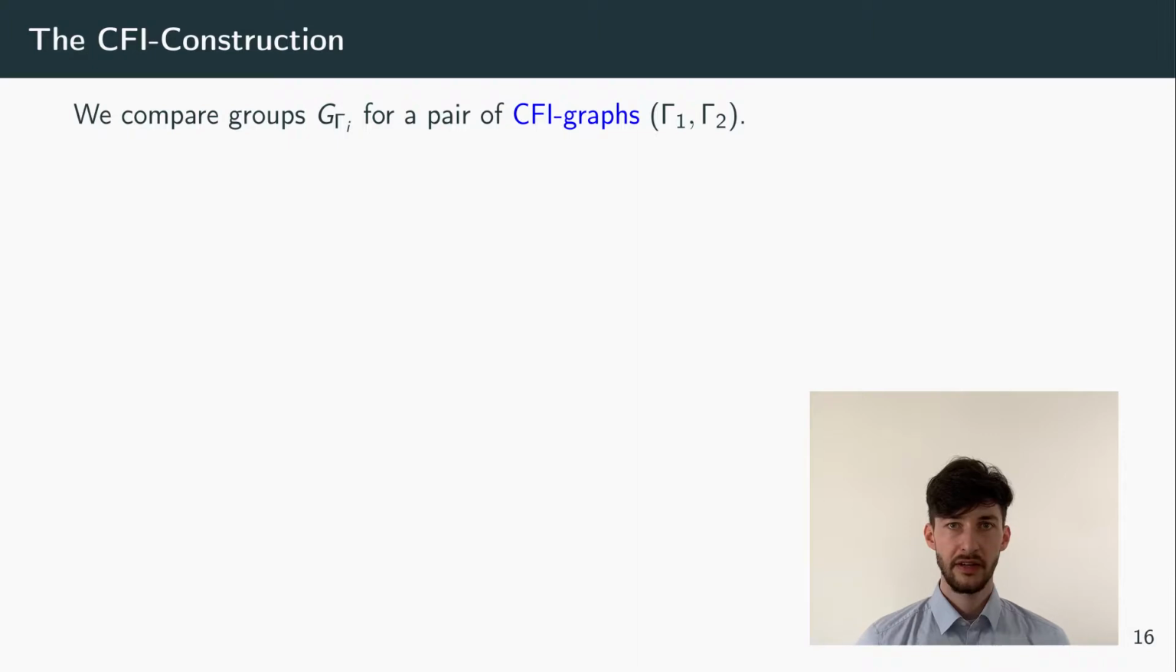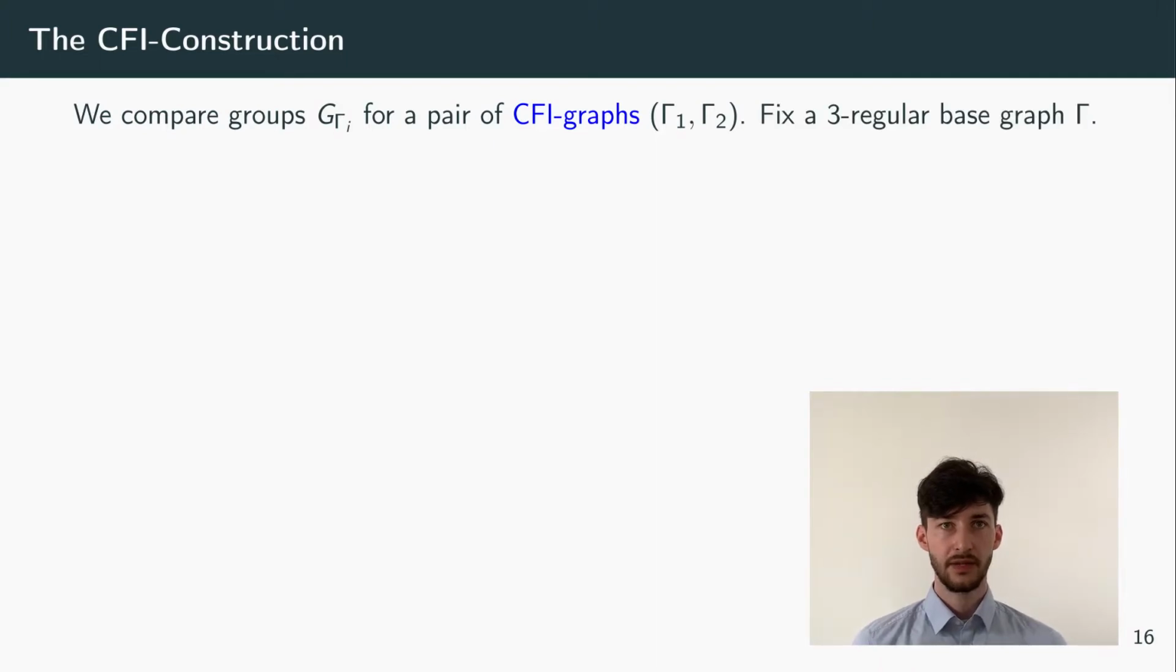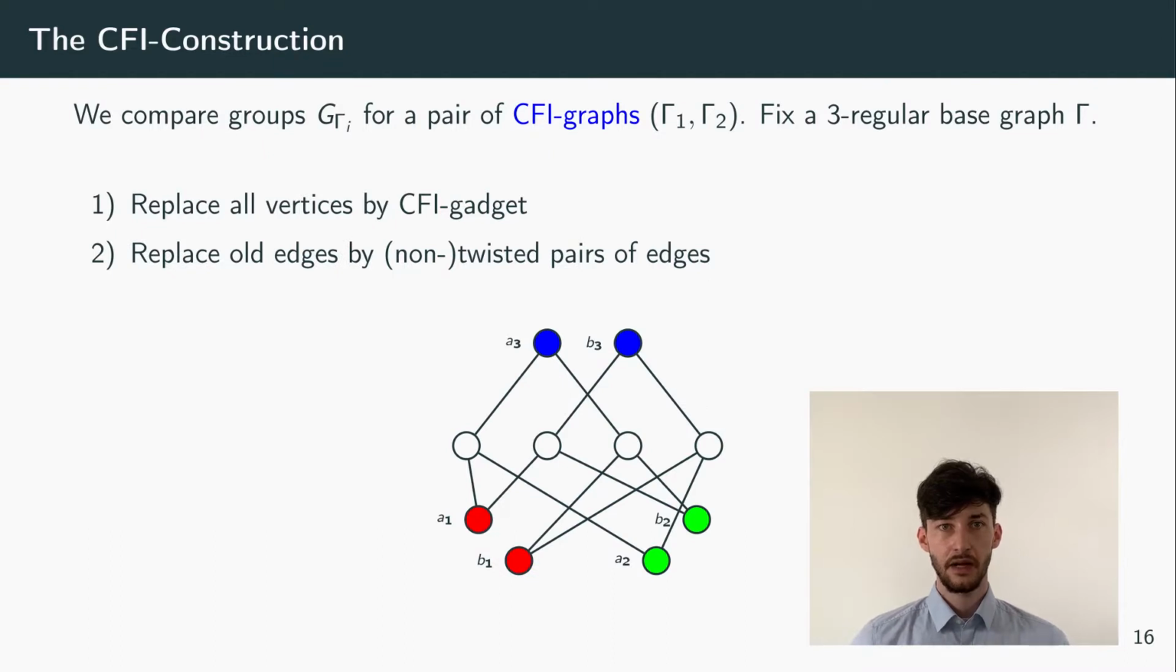And then we want to apply this construction to a pair of graphs which should be hard to distinguish. So of course this means we return to this result of Cai, Fürer and Immerman again, so we use what is called pairs of CFI graphs. And let me quickly remind you of this construction. So we fix a base graph gamma, which should be 3-regular in this case, and then there are 2 steps. First of all, we will replace all vertices by the so-called CFI gadget, which looks like this. And then we will replace old edges by pairs of edges attached to these colored pairs of outer vertices here.